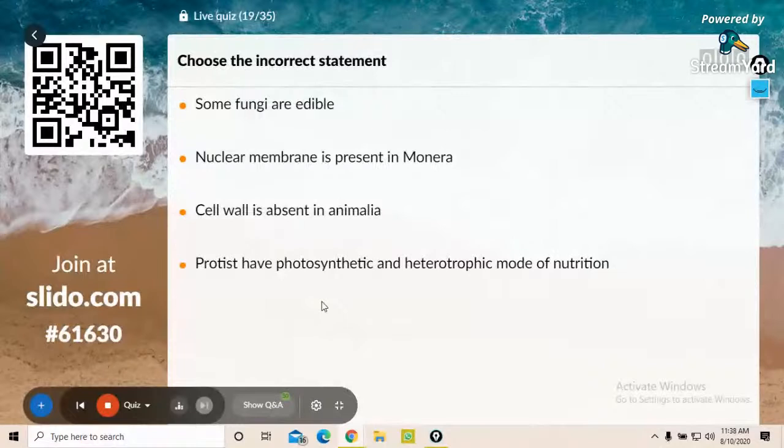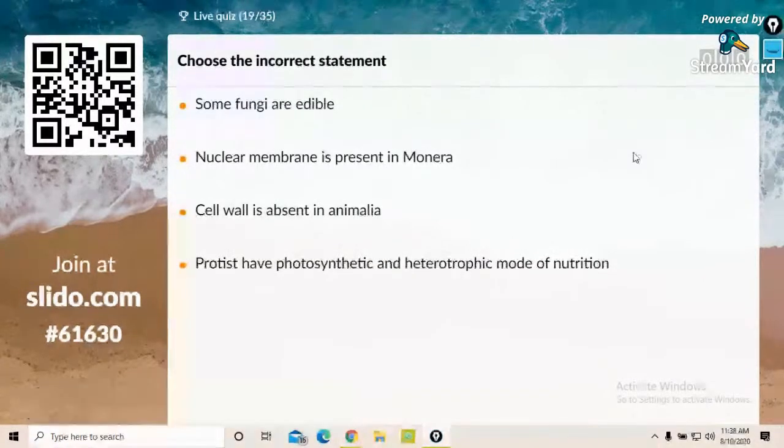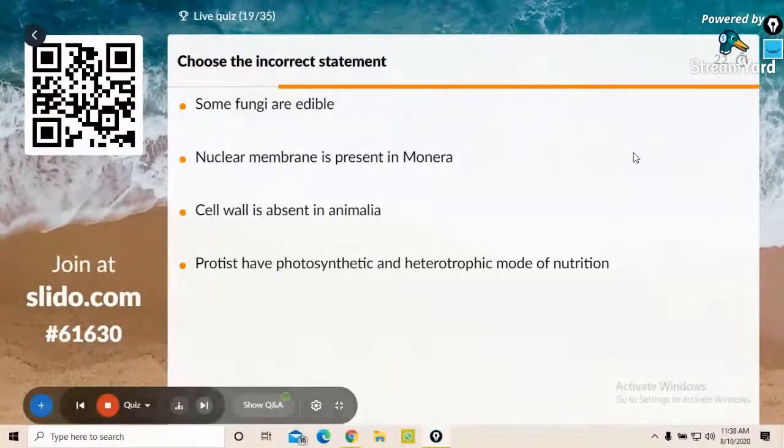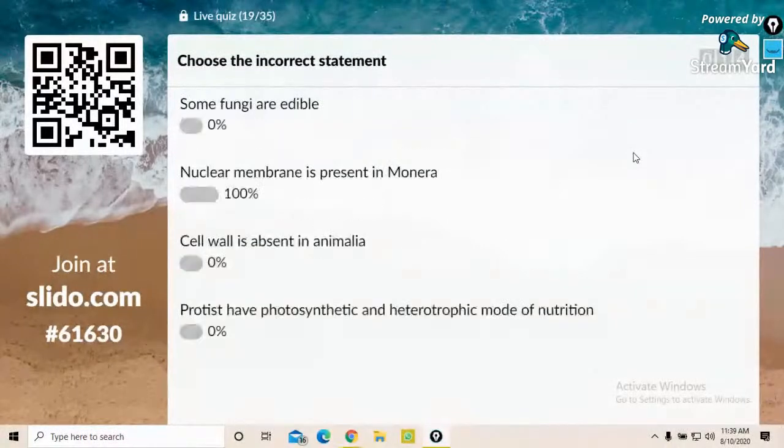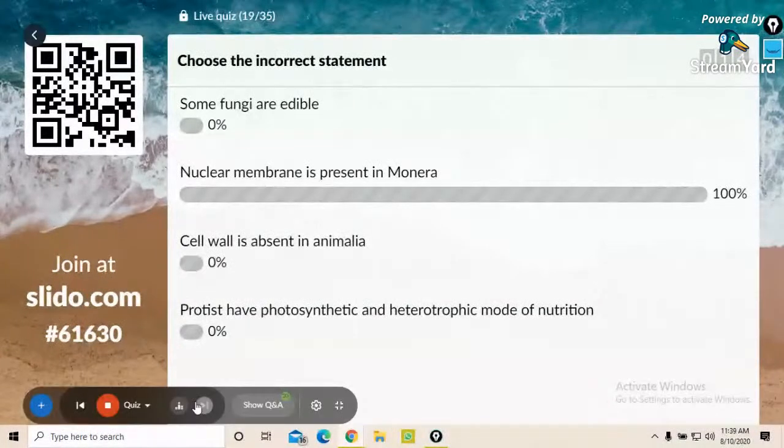19th question on the screen. Choose the incorrect statement. Option A, some fungi are edible. B, nuclear membrane is present in Monera. C, cell wall is absent in Animalia. D, protists have photosynthetic and heterotrophic mode of nutrition. Very good, 100% of you with the correct answer. Edible fungi include morels and truffles. Cell wall is absent in Animalia; the outermost layer of the cell is the plasma membrane. Protists definitely have photosynthetic and heterotrophic modes of nutrition. Monera being prokaryotic, nuclear membrane is absent.